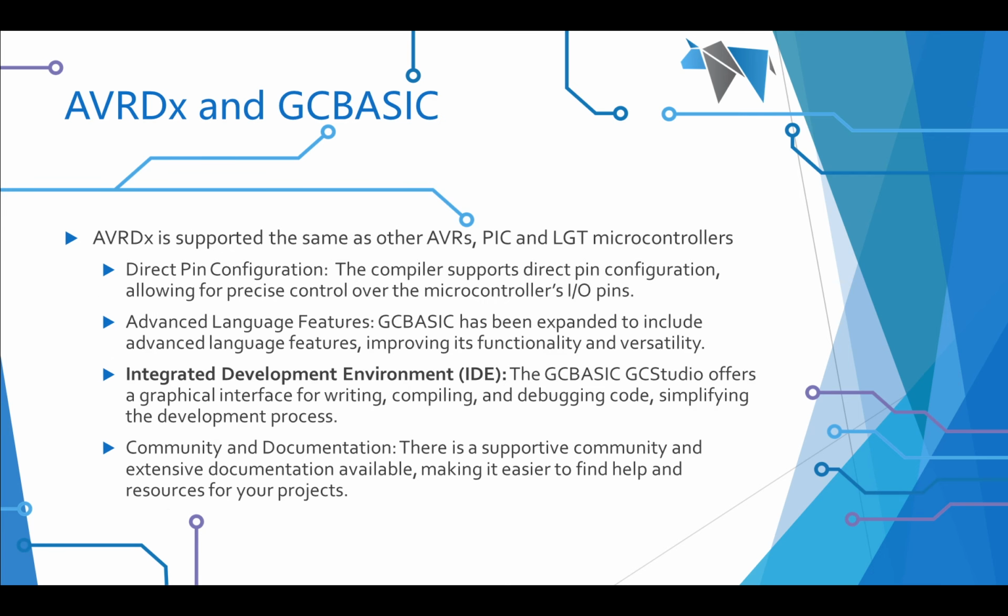We have developed AVRDx within the compiler and the tool chain to be the same as all the old AVRs, PICs and LGTs. So you have direct pin configuration, that's direct and precision control over the microcontroller I/O pins. You've got advanced language features, which means you can use assembly directly within GCBASIC, talking directly to these new chips. We've integrated that into the GC Studio environment, so you can write, compile, and debug in external tools. And obviously we've got a large community and lots of documentation to help you get up and running.